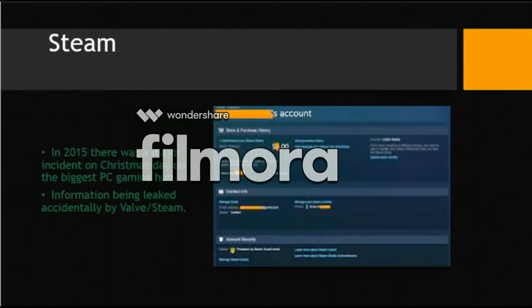Steam, in 2015: there was a major incident on Christmas Day on the biggest PC gaming hub, with information being leaked accidentally by Valve. What had happened was Valve decided that they wanted to try something new, and it went very badly, and everyone's information got leaked. I don't think too many incidents were reported, though.